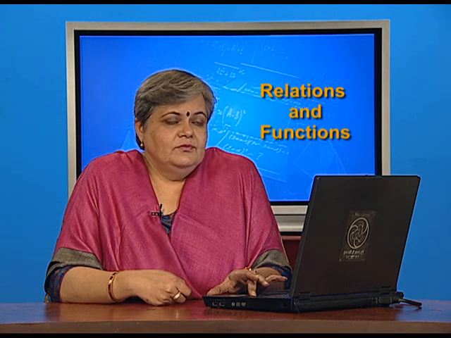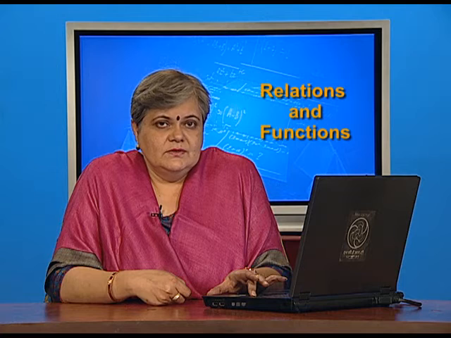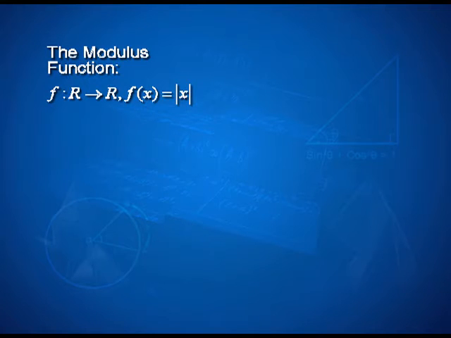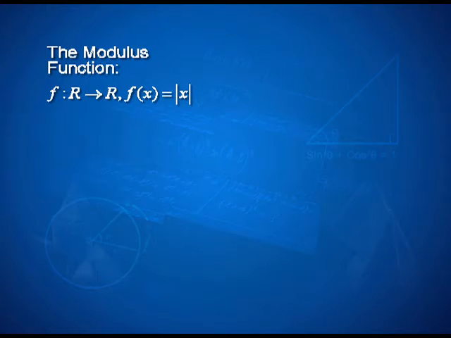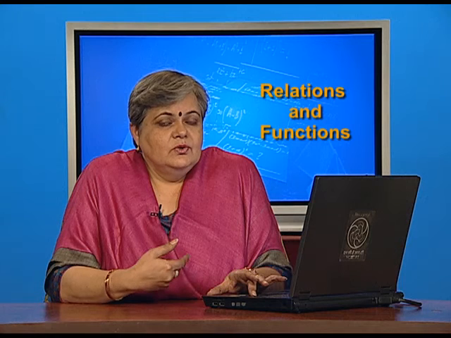Another interesting and very useful function is the modulus function. Again defined from real numbers to real numbers, f x is equal to modulus x. Now, in that case, we are looking at all the positive values being generated. Before we look at the graph, let us see if I can restate this rule. Modulus x can be restated as x when x is greater than or equal to 0, negative of x when x is less than 0. So, you know that modulus of minus 7 is 7.